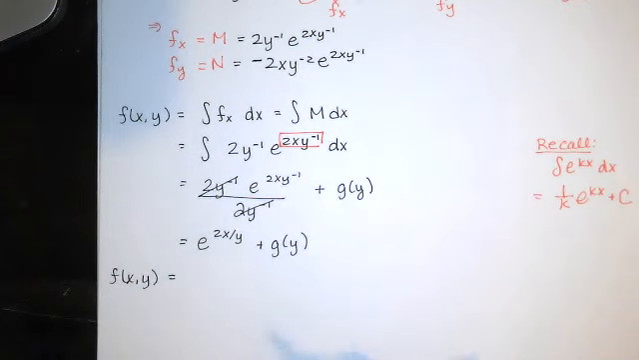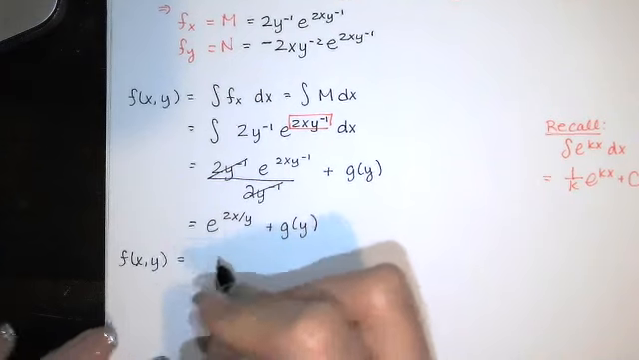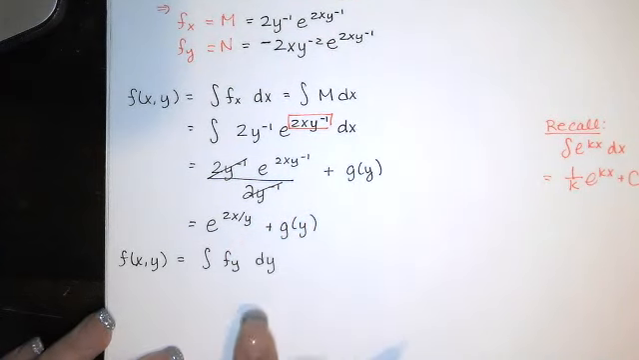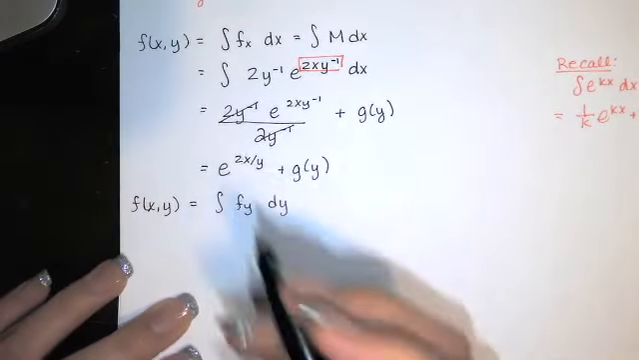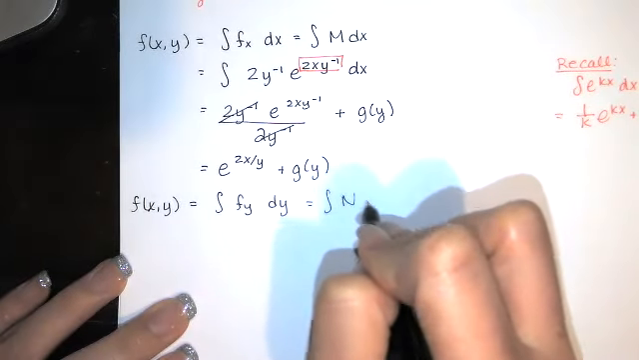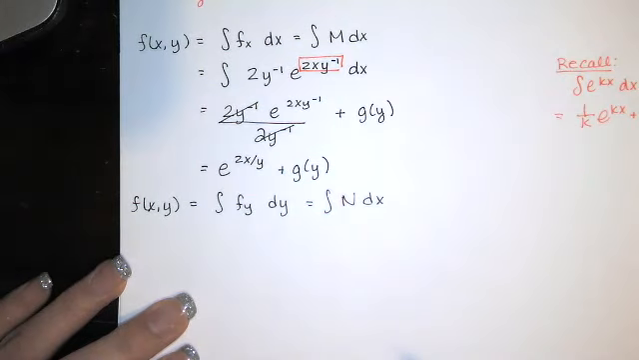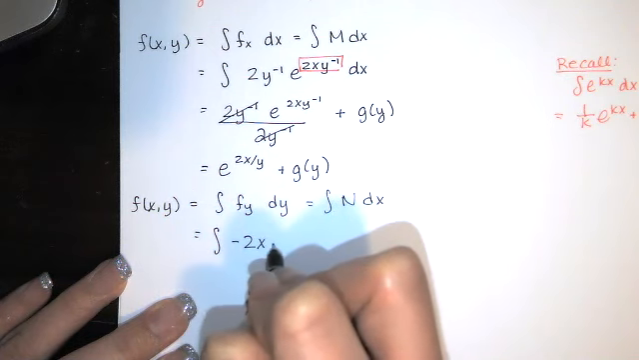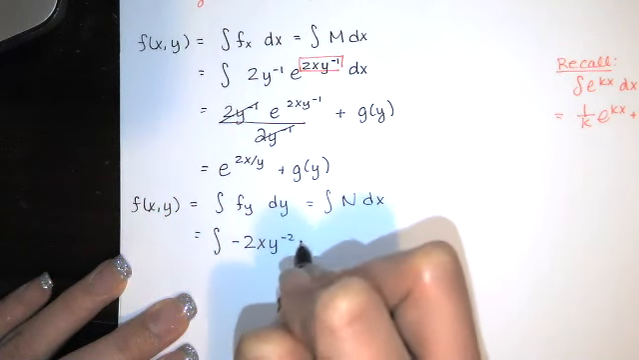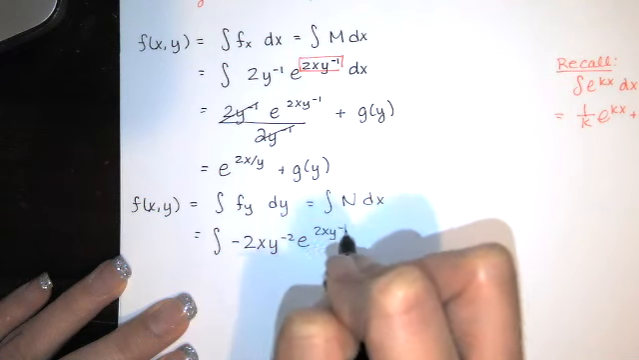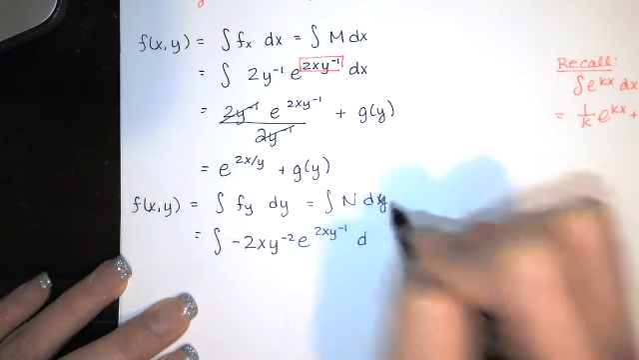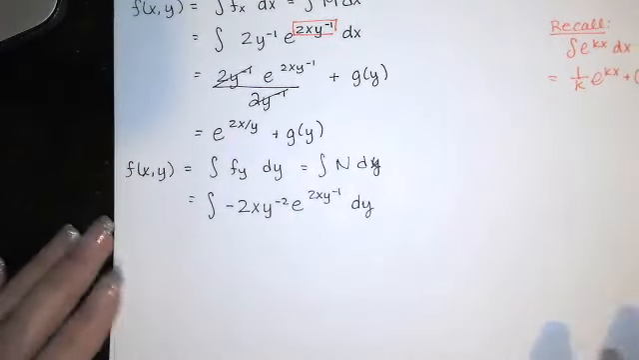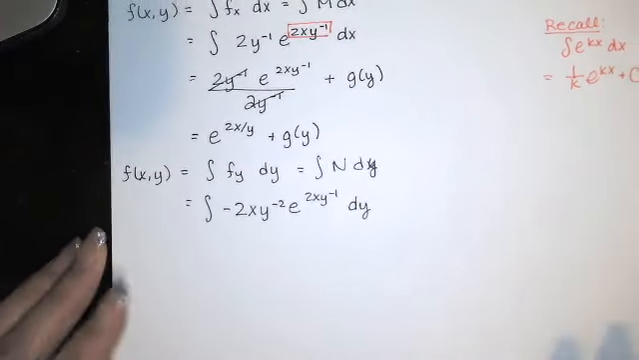So I've got the function f of xy. If I've got its partial with respect to y, I can recover it partially by taking the antiderivative with respect to y, which happens to be n, that second component of our field. So we have negative 2x times y to the negative 2 times e to the 2x y to the negative 1. Oops, this should be a y. And we're integrating, or anti-differentiating, excuse me, with respect to y and treating x as a constant.